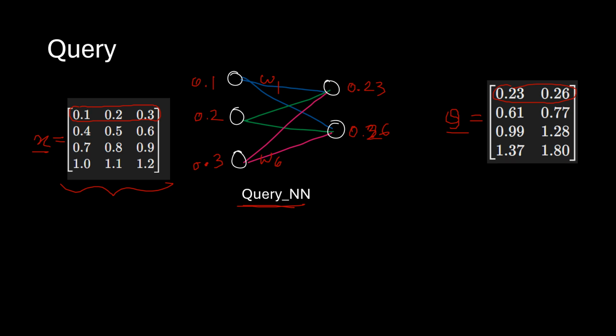Then we'll put as input the second row of the input embedding matrix, 0.4, 0.5, 0.6. And just as before, with the same calculation process, we'll find the second row. Then we'll put as input the third row. We'll find the third row of the query matrix, then the fourth row of the query matrix. So this is the final query matrix that we get.